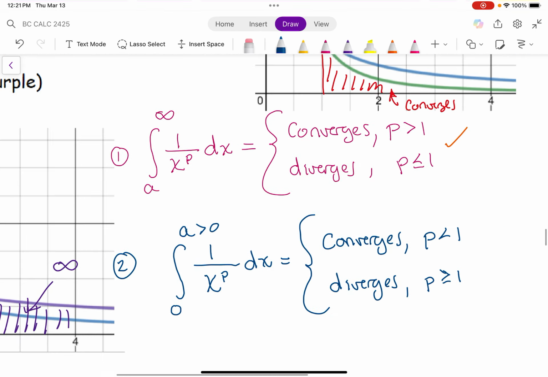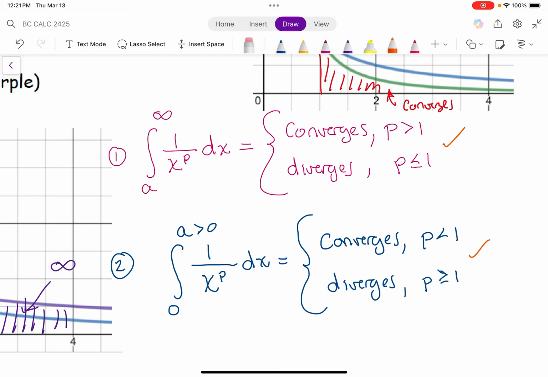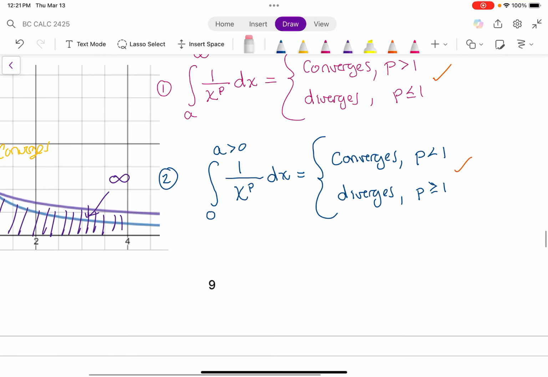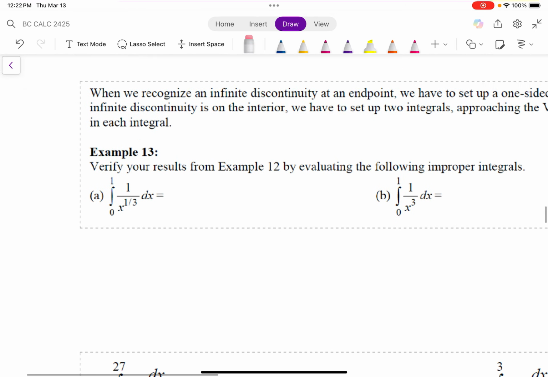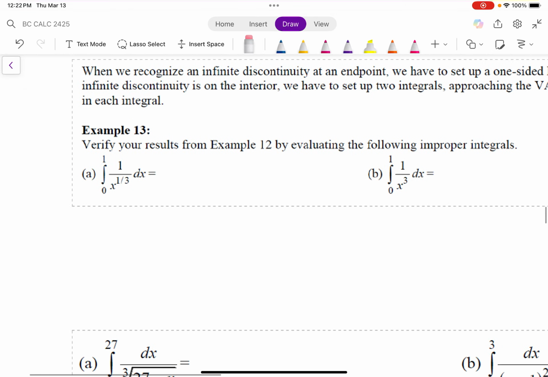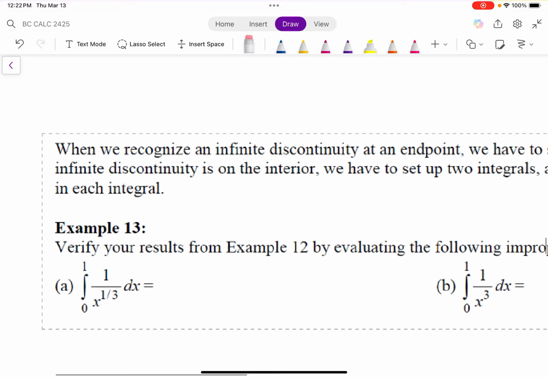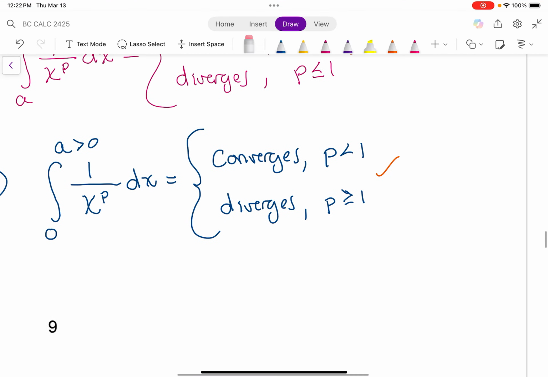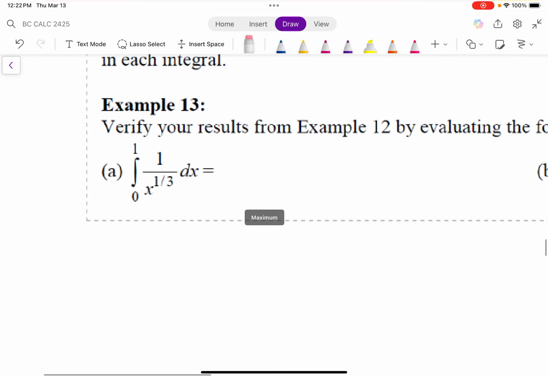So this is just something to jot down and make sure you've got squared away. It's a very useful behavior. I'm just going to do a few problems with you or for you, and then hopefully that'll get you enough to get going. So when it says verify our results, I already know from 0 to 1, because of what I just described, this is going to converge because our p is less than 1. So let's see what it converges to.